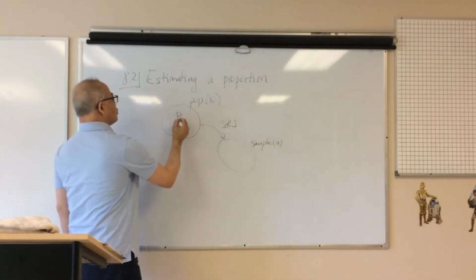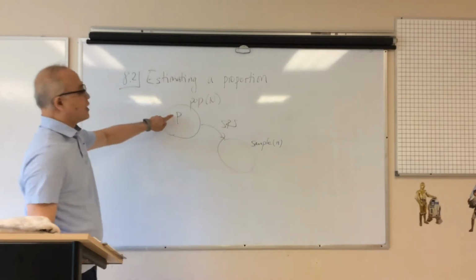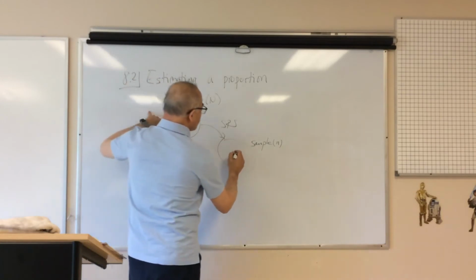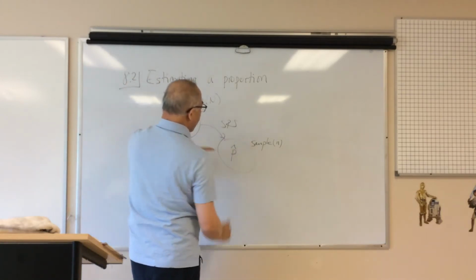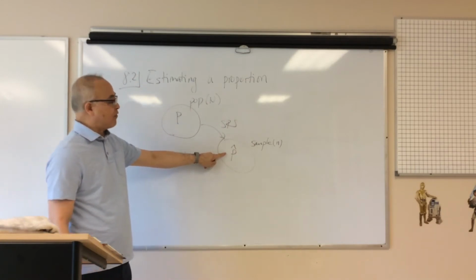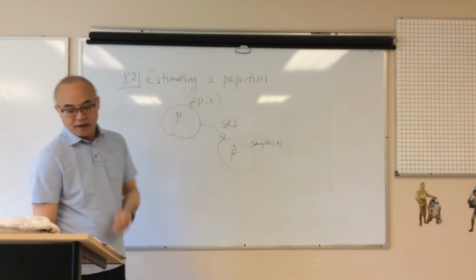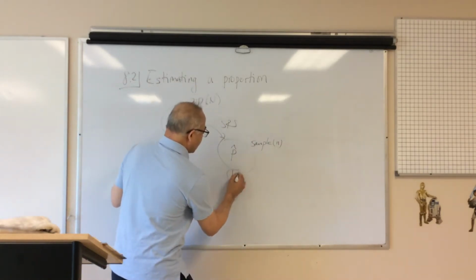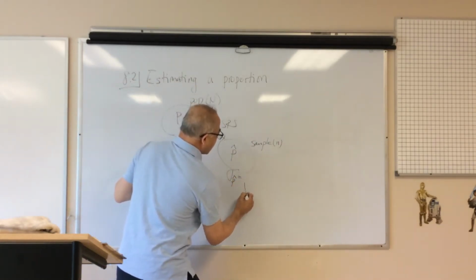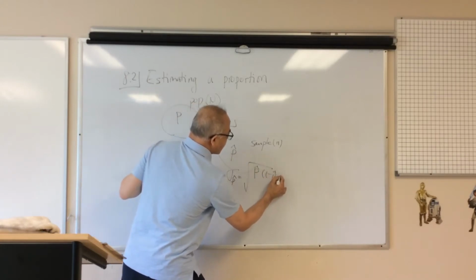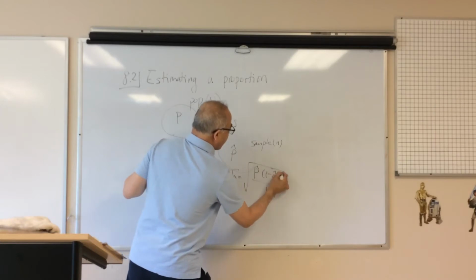We have a true proportion here. This is what we're trying to estimate. We're trying to estimate this by using the p hat, the sample proportion that we found here. Okay? And we know that the sigma here, and we've already learned this, was the square root of p hat times 1 minus p hat over n.